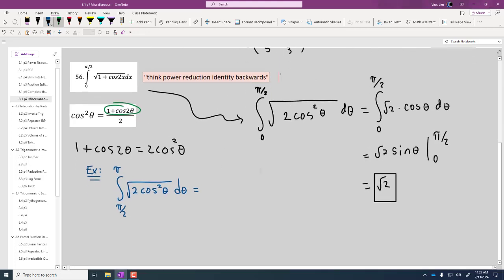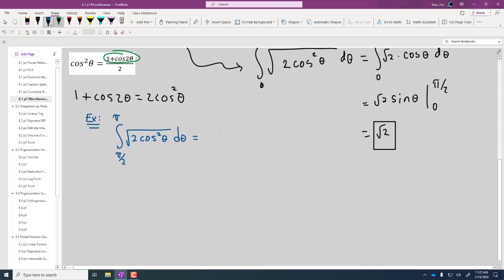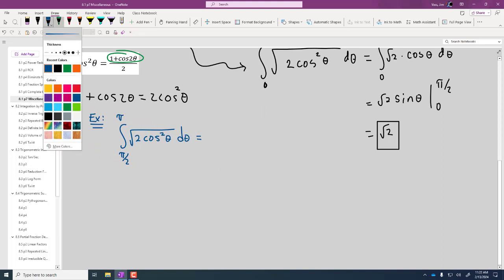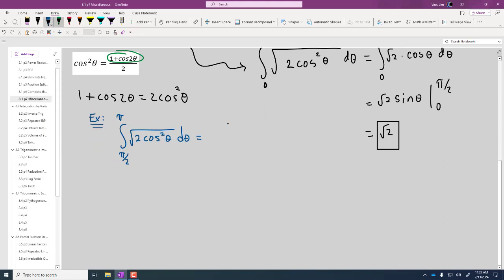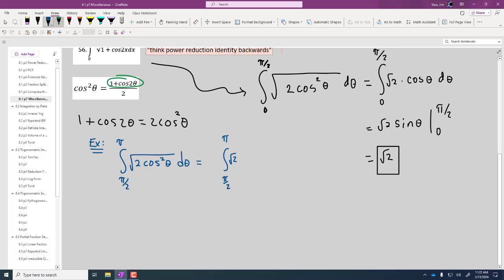So we're going pi over 2 to pi. What would the next step be here? Certainly square root of 2. How about square root of cosine squared? Negative cosine of theta. Oh, I get it. Negative cosine of theta, d theta.